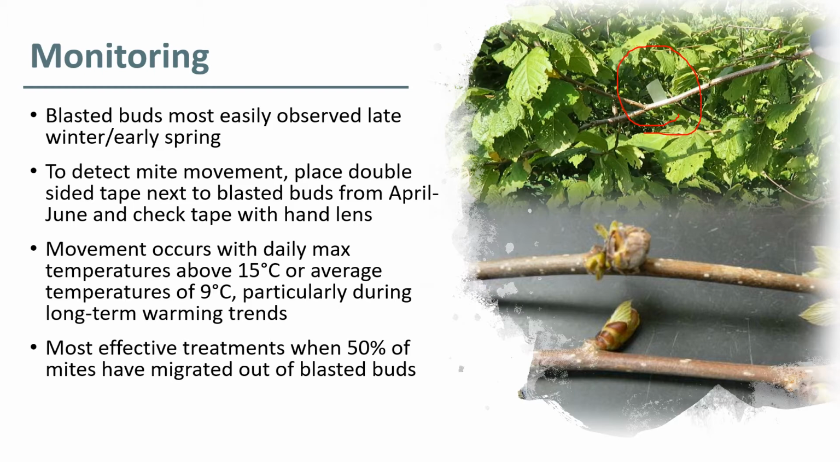And as the mites appear, that will tell you they're moving. According to research from Oregon, movement tends to occur when daily maximum temperatures are above 15 degrees Celsius, or you're having average temperatures of 9 degrees Celsius, particularly under long-term warming trends, so as temperatures are warming up. So this is being filmed or being recorded in May, and it's been quite cool. So we're seeing reduced mite movement, but it's now starting to warm. And in the Simcoe orchard, we're starting to see mites start to pick up on that tape.